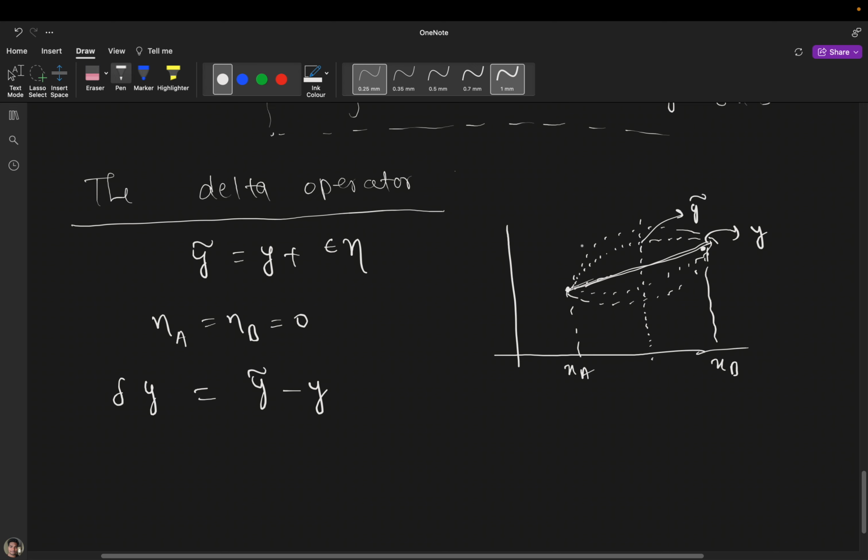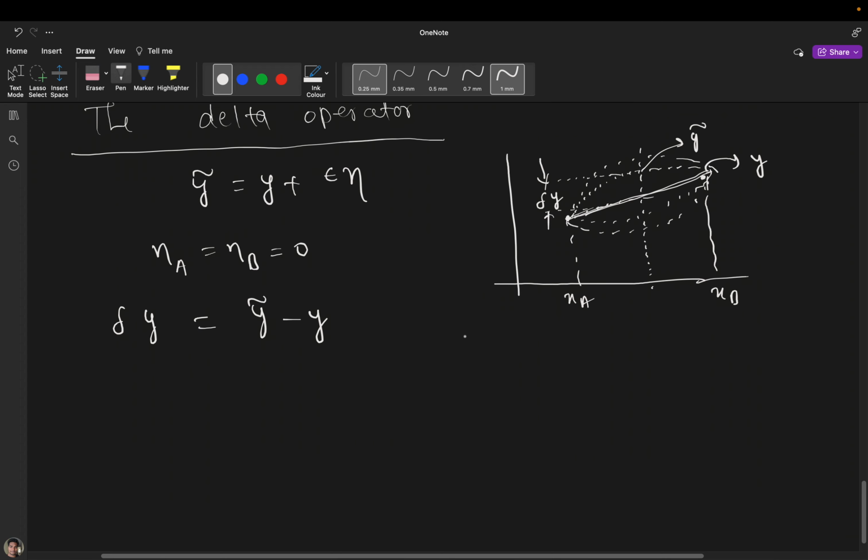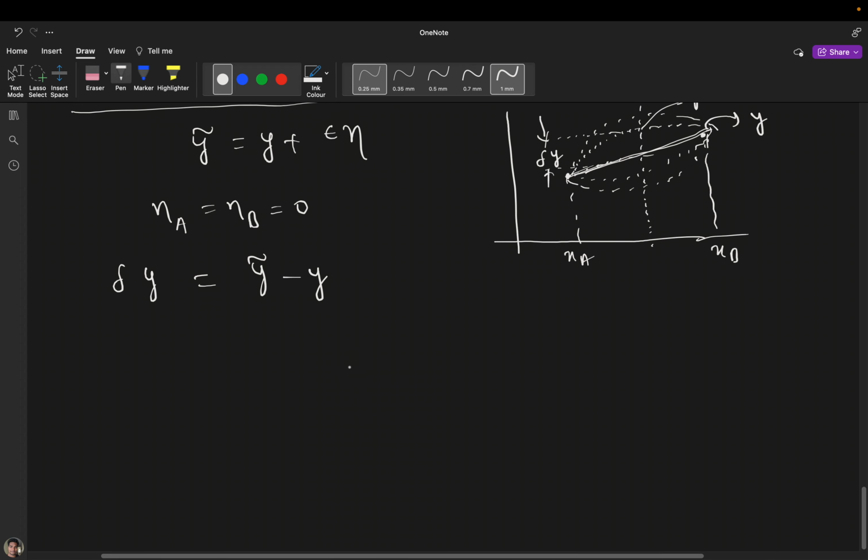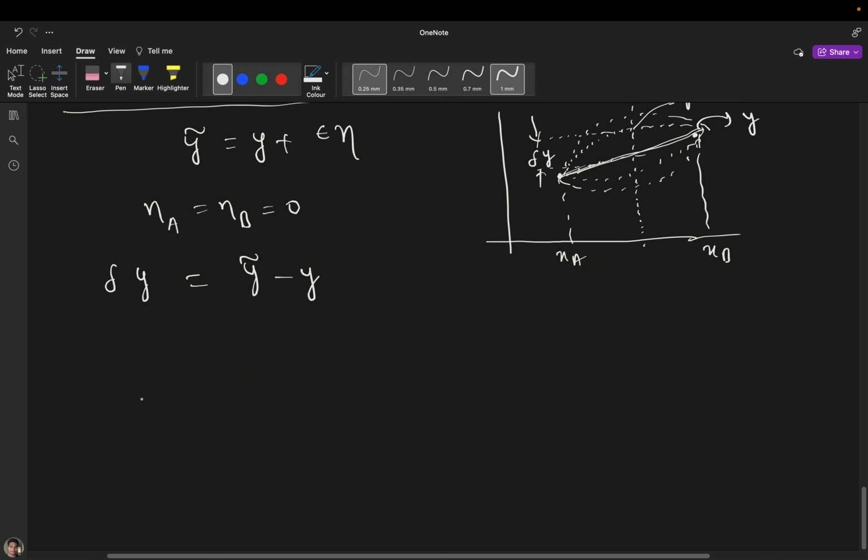Okay, so the distance, the vertical difference, is what? Delta y. This is called variation. Because of this we get insight.